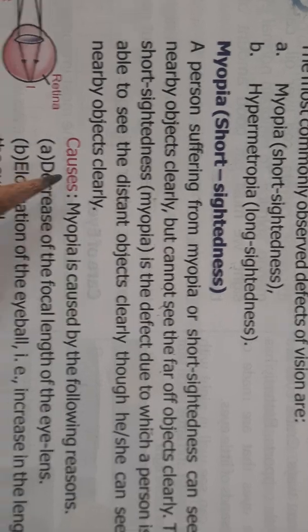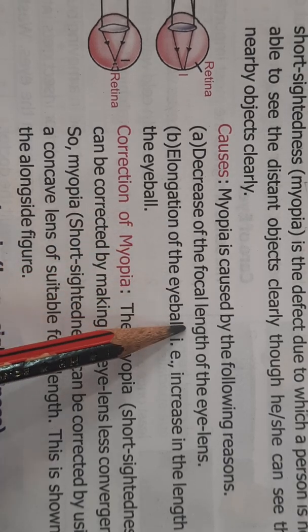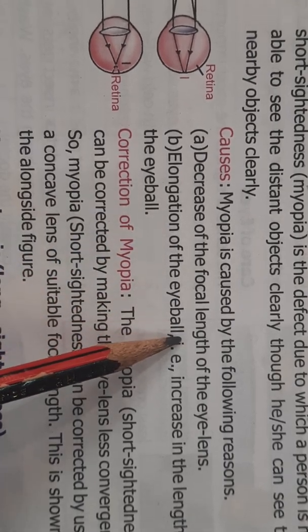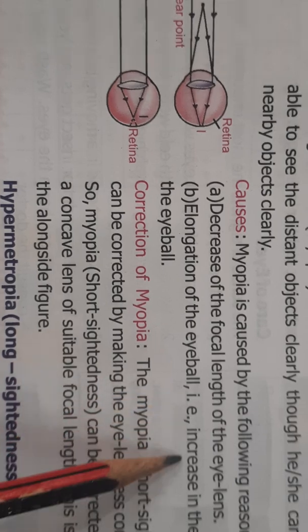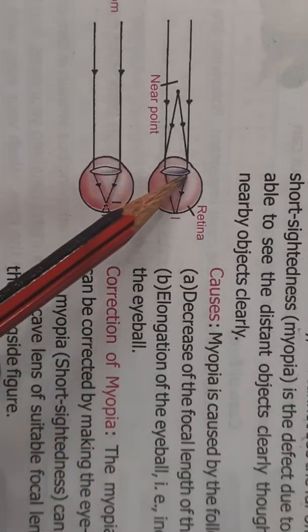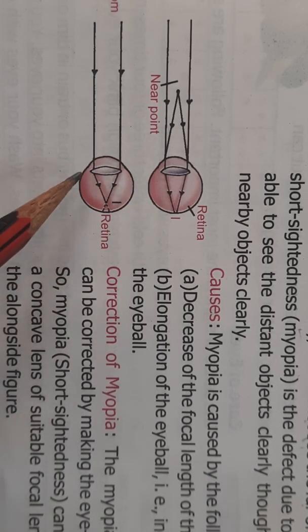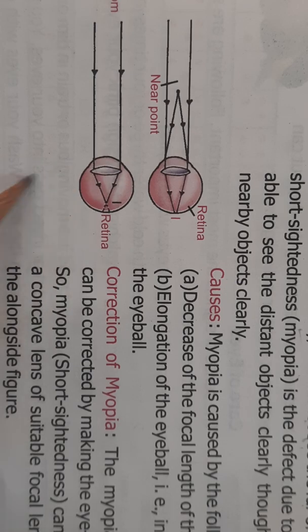And then what are the causes of myopia? The causes are the decrease of focal length of the eye lens, that is, when the focal length of the eye lens becomes less, or an increase in the length of the eyeball, when the length of the eyeball increases. See this, this is the normal and then this has become bigger in size.